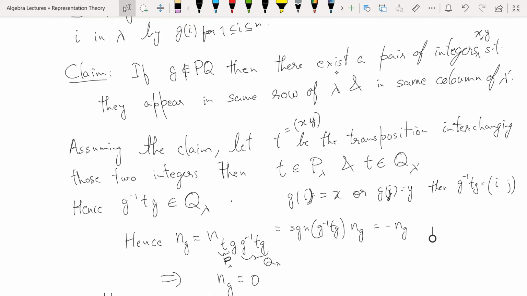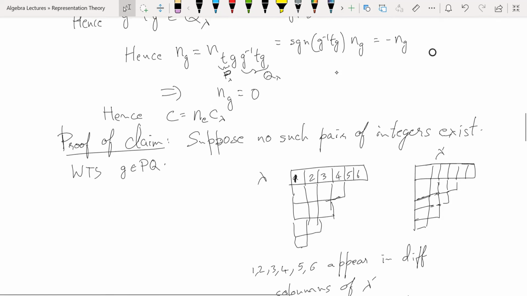Yeah, so that will prove the contrapositive. So suppose no such pair of integers exists, then we want to show that G is indeed in PQ. Okay, so let's try to understand what this means. So say lambda, so maybe I'll use this example. No such pair exists means, say lambda is 1, 2, 3, 4, 5, 6.